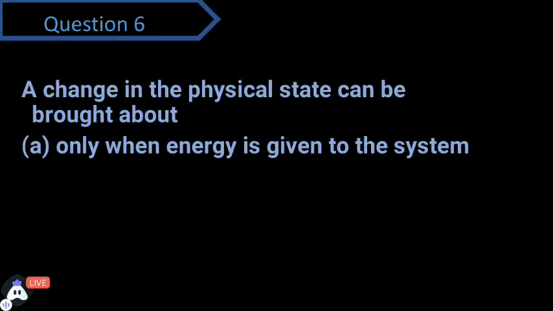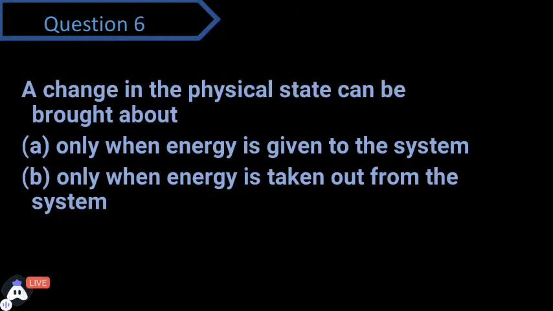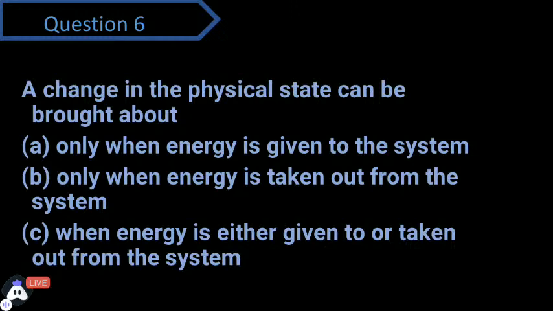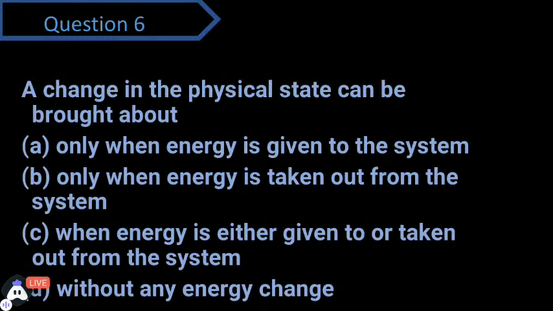जब हम एनर्जी दे रहे हैं, हीट दे रहे हैं सिस्टम में, तभी फिजिकल स्टेट चेंजेस हो सकती हैं. बी, ओनली व्हेन एनर्जी इज टेकन आउट फ्रॉम द सिस्टम, जब हम एनर्जी को सिस्टम से ले रहे हैं. सी, व्हेन एनर्जी इज ईदर गिवन टू और टेकन आउट, या फिर तो हम एनर्जी ले रहे हैं सिस्टम से, या फिर दे रहे हैं. एंड द लास्ट इज विदाउट एनी एनर्जी चेंज, जब हम कोई एनर्जी चेंज ही नहीं कर रहे हैं. तो फिजिकल स्टेट में कब चेंज हो सकता है अकॉर्डिंग टू यू? हरी अप, आंसर इट. इट्स नॉट अ न्यूमेरिकल, जस्ट एन ईजी क्वेश्चन.